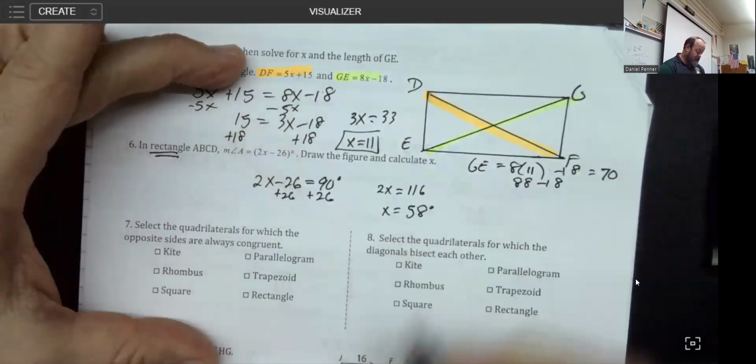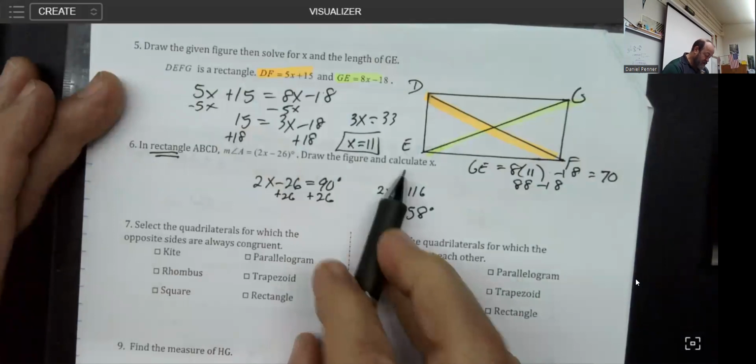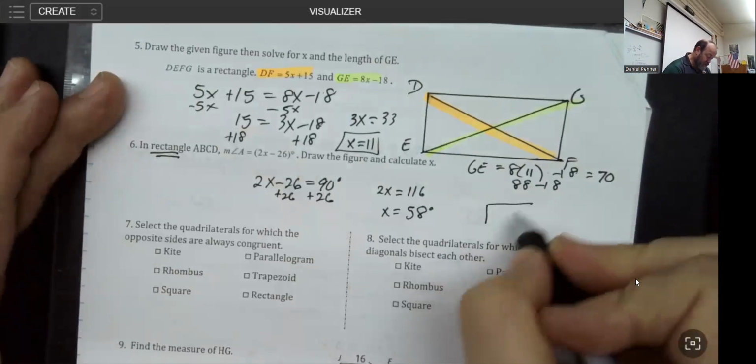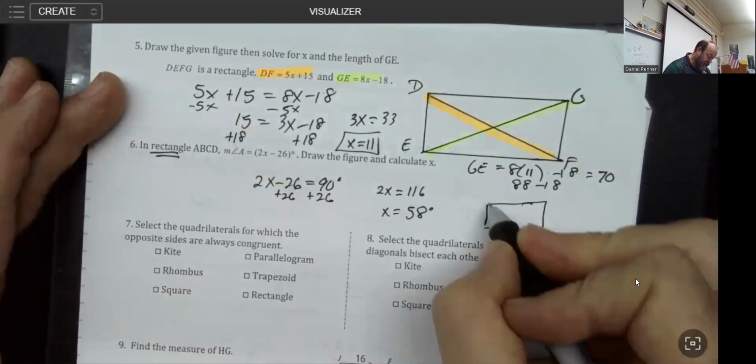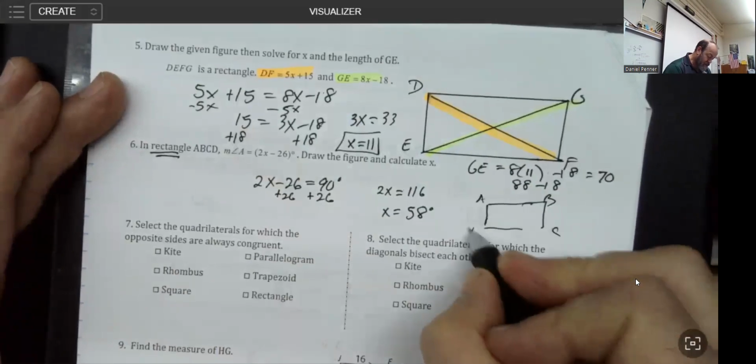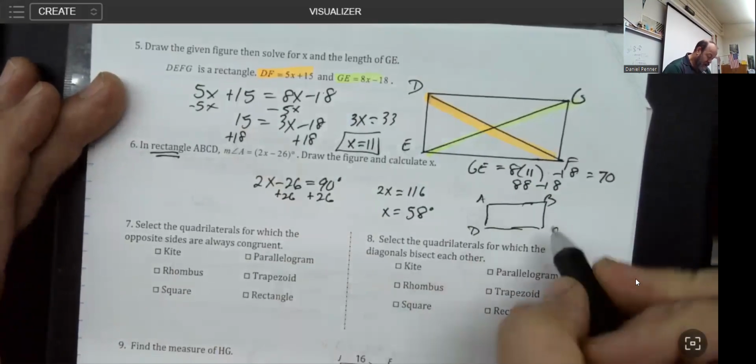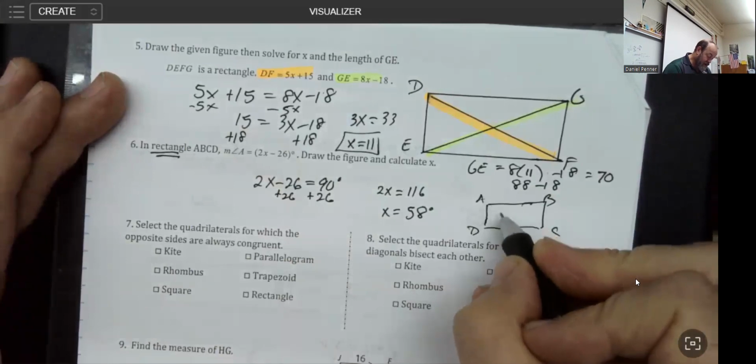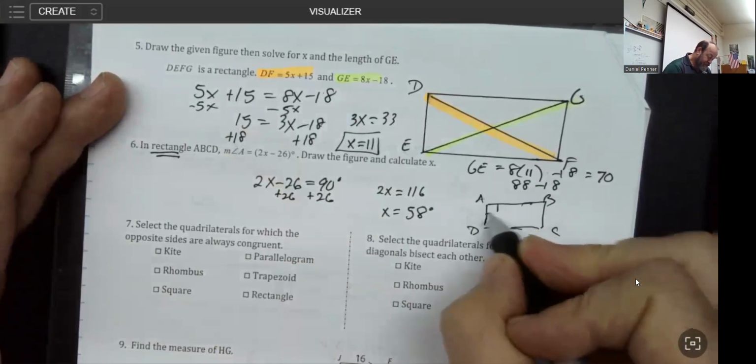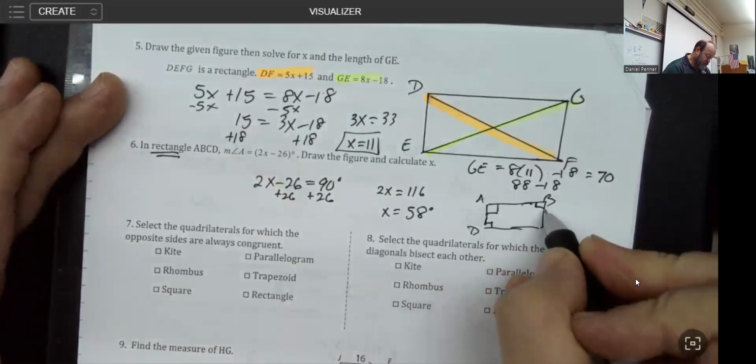And it says find x, but it does say draw the figure, so I guess we will draw the figure. But here is A, B, C, D. Remember we said go clockwise or counterclockwise. Every one of these angles is 90 degrees. So of course, we can just do that.